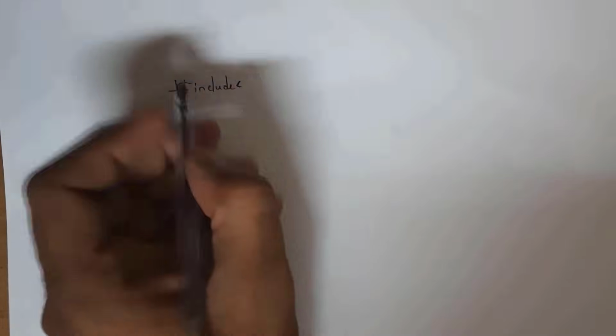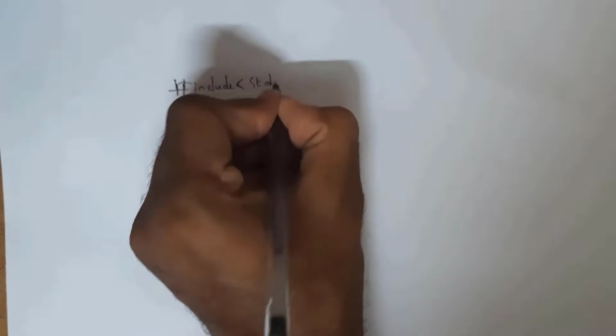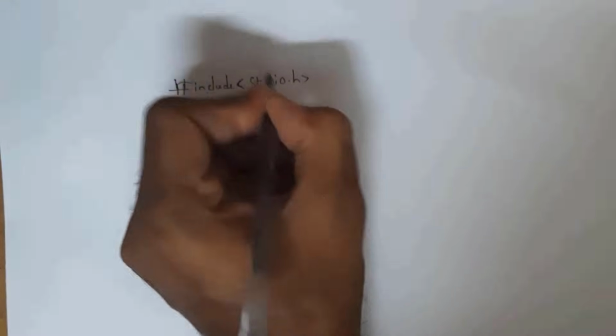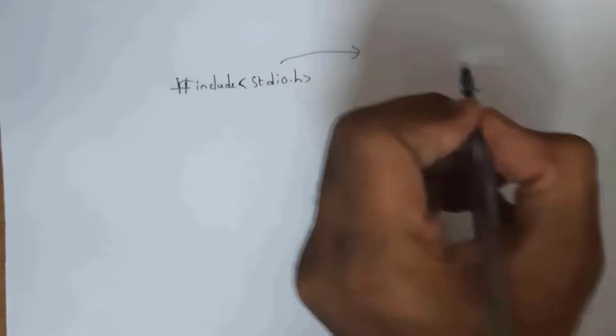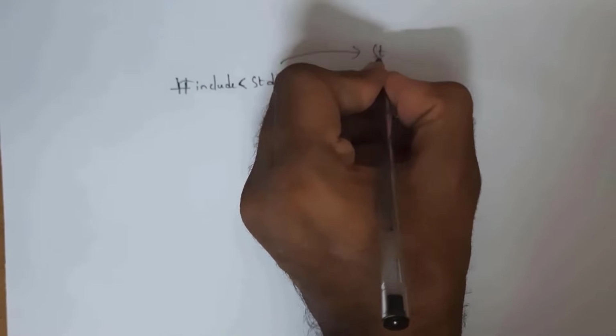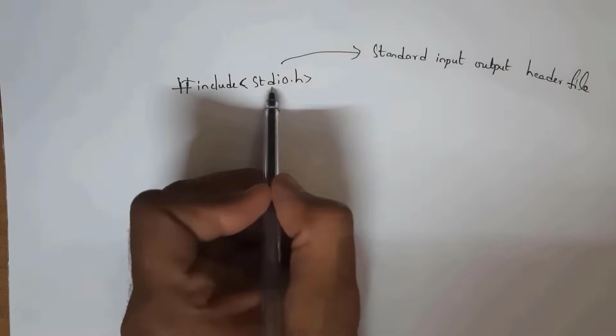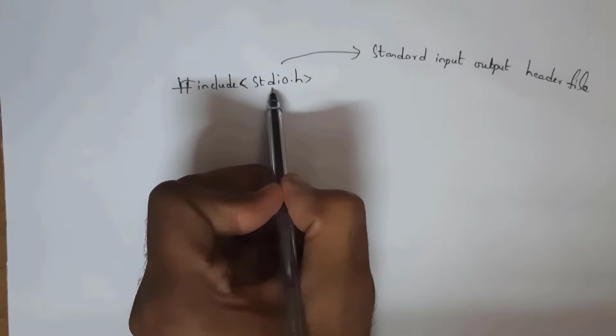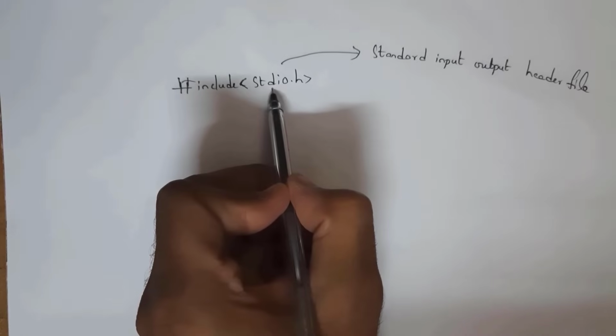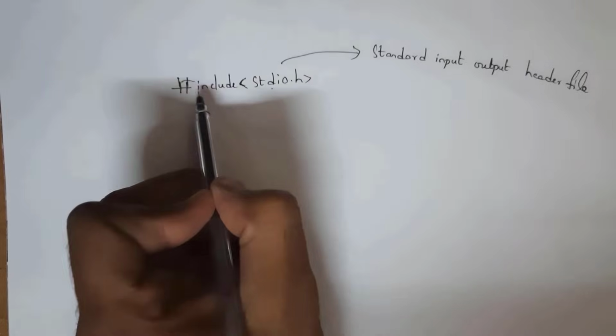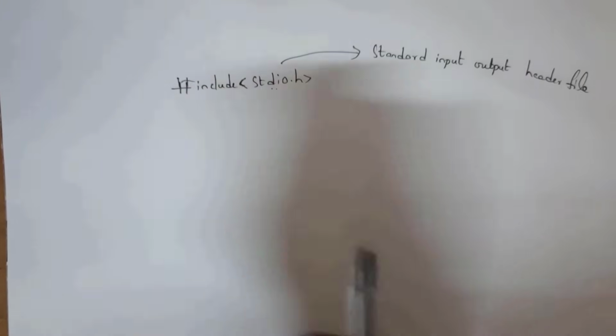Now I will explain first C program by using print function. At first you need to write hash include stdio.h. You need to write hash include open angle bracket stdio.h, where stdio.h stands for standard input output header file. Meaning of printf and scanf is present in stdio.h header file. So for each and every program we use printf. So by default you need to write hash include stdio.h starting.